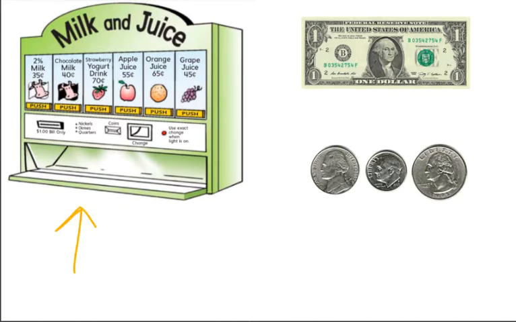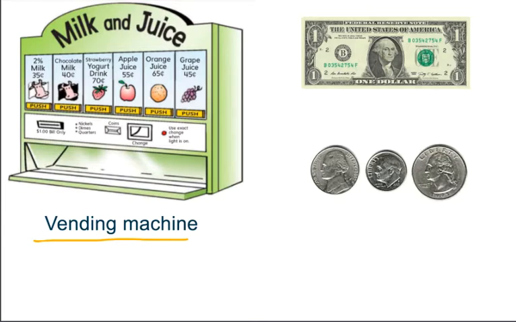What is this? What is this machine and how does it work? Take a second and think about it. What is this machine that I'm pointing to with my yellow arrow? What is this machine and how does it work? We call this a vending machine. Have you ever seen a vending machine before?